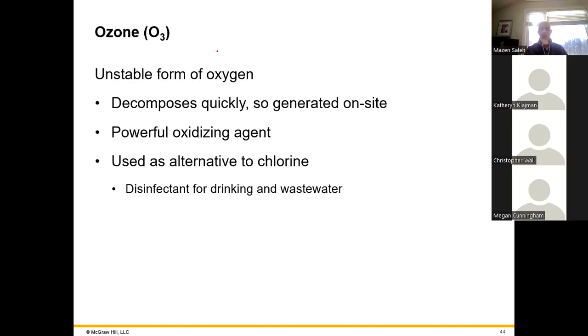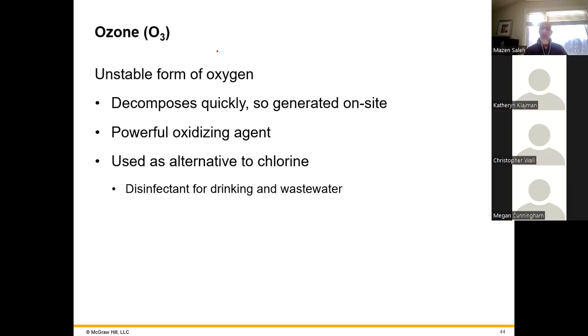And next we have ozone, O3. We've heard, of course, of the ozone layer. Ozone is produced naturally in the upper atmosphere as a result of interaction of radiation from the sun and oxygen. It is considered an unstable form. It decomposes quickly, so it's typically generated on site when it's to be used. So it's not shipped in containers or vessels.